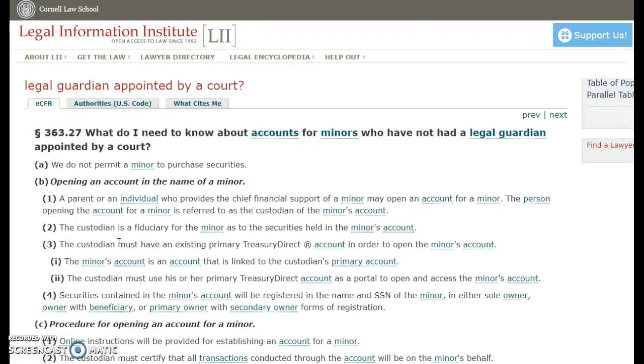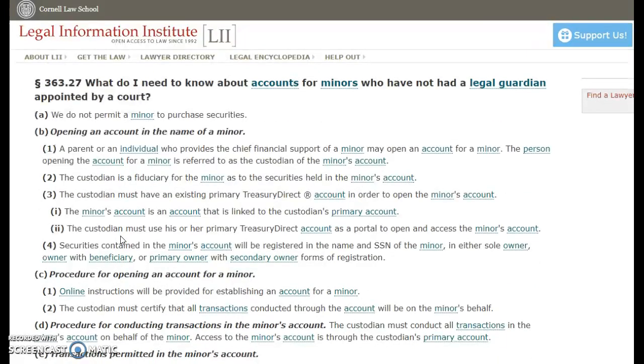because they're taking from a totally different section, section 225.2, which has to do with definitions that are actually on a bonded piece of paper, on a bond paper, and they're taking it into a legal guardian appointed by court section, which doesn't, the two only have to do with how to purchase a bond from a Federal Reserve Bank, okay? In order to purchase a bond from a Federal Reserve Bank, you must be a parent or an individual who provides the chief financial support of a minor in order to open an account for a minor. The person opening the account for the minor is referred to as the custodian of the minor's account, okay?